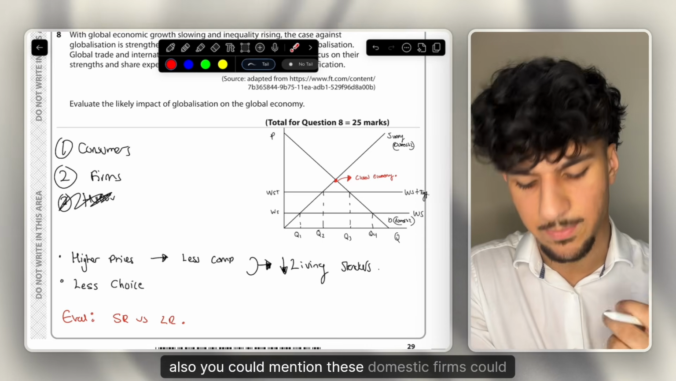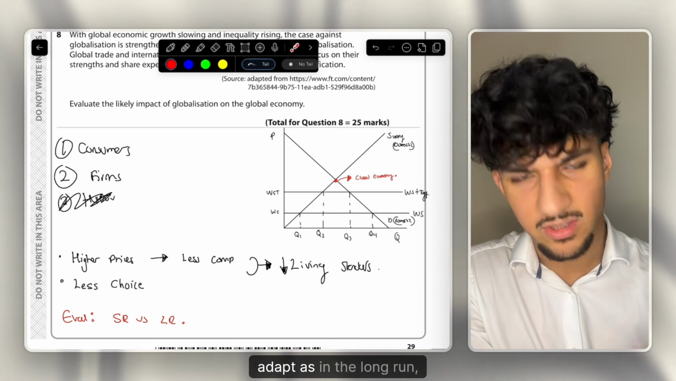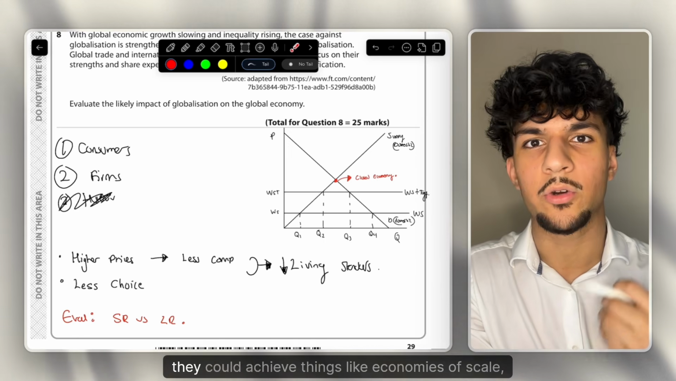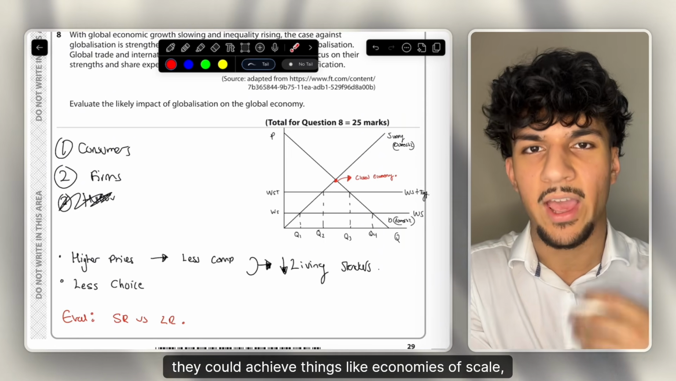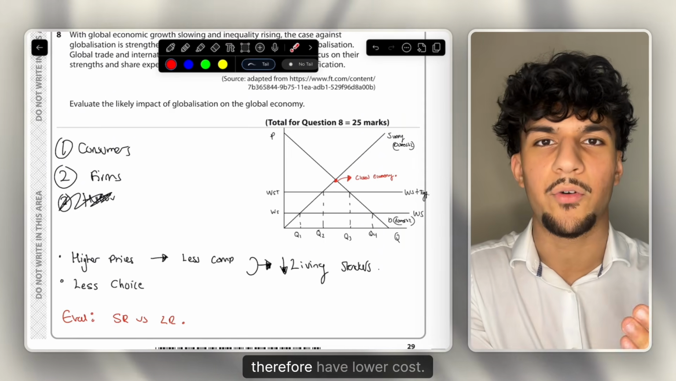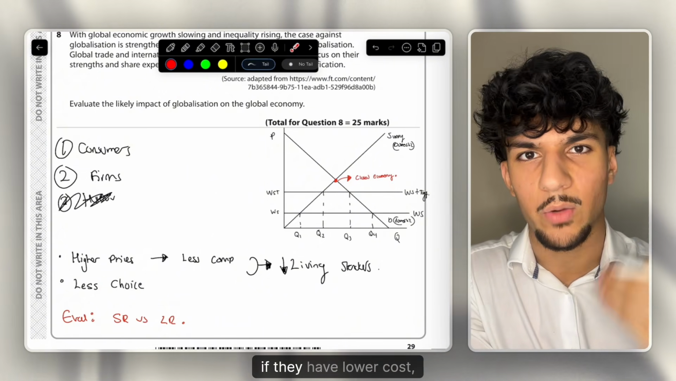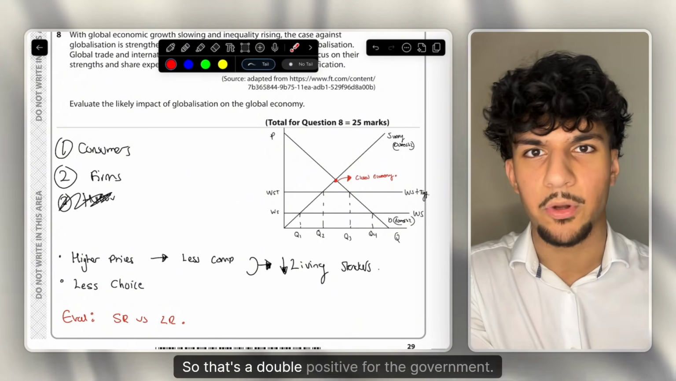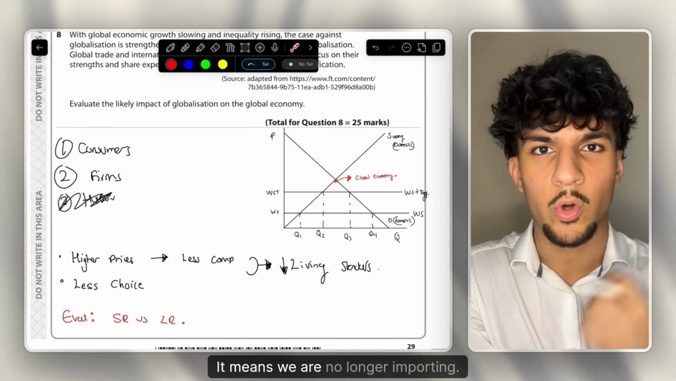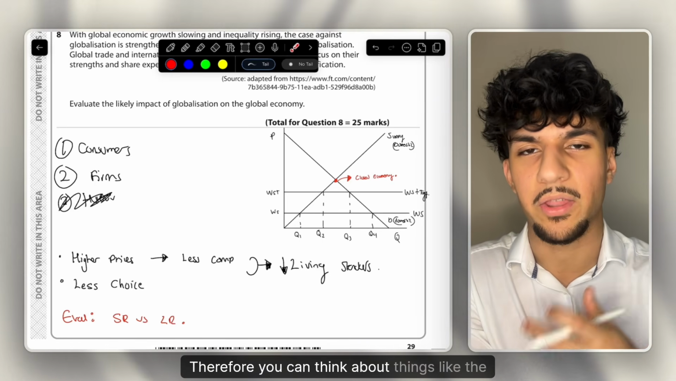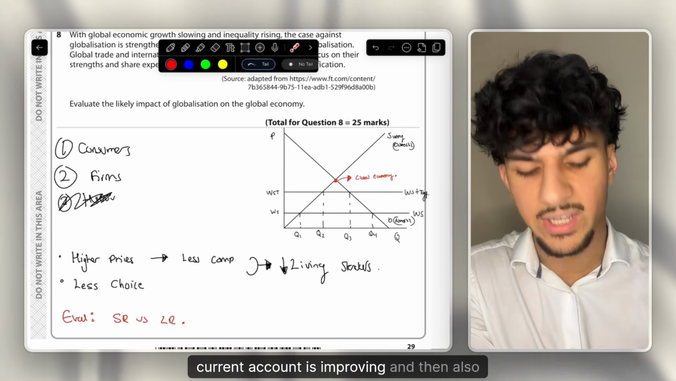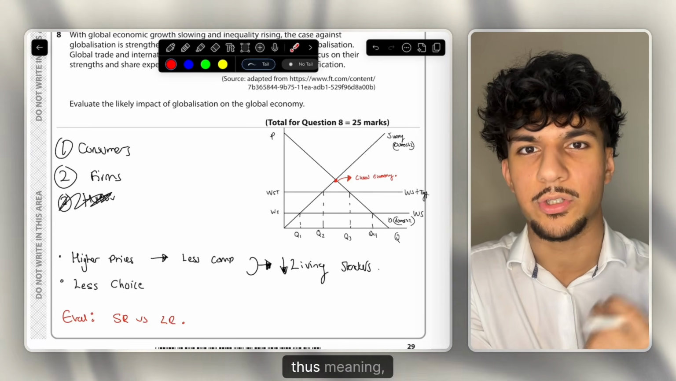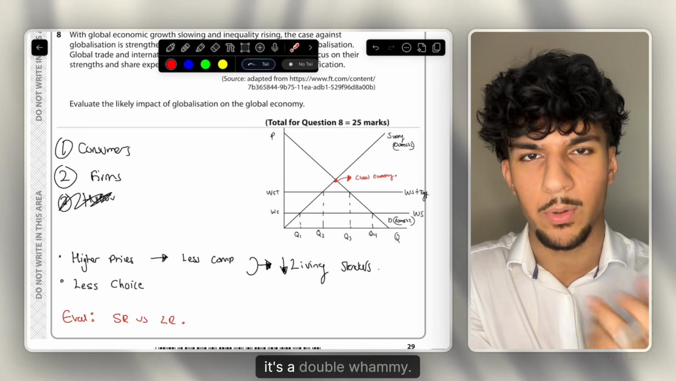Also, you could mention these domestic firms could adapt, as in the long run, as they're serving more customers and producing more output, they could achieve things like economies of scale, exploit those economies of scale, and therefore have lower costs. And if they have lower costs, this means they can charge consumers lower prices. So that's a double positive for the government. It means we are no longer importing, so you can think about things like the current account improving, and also domestic industries getting stronger. Thus, like I said, it's a double whammy positive.